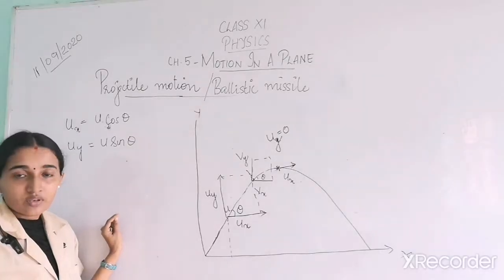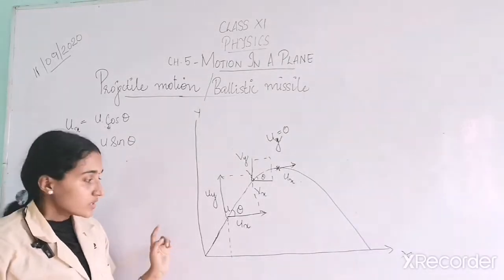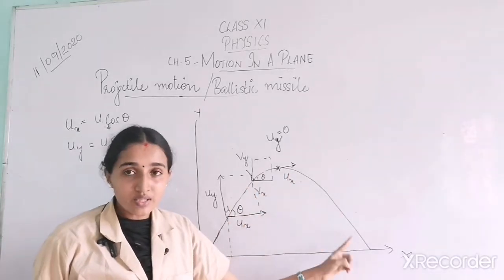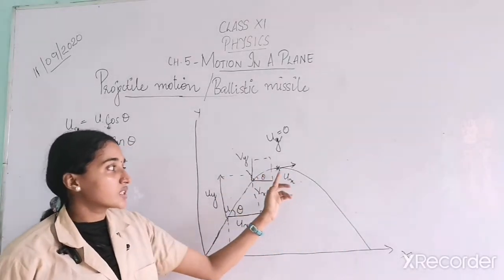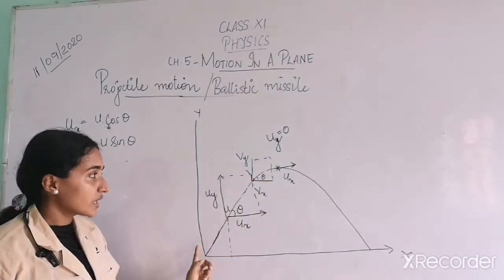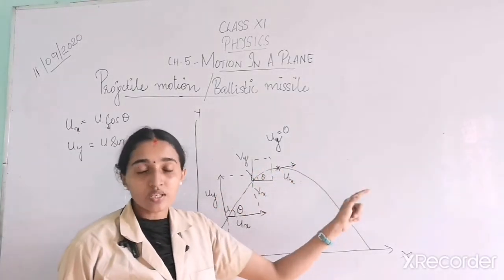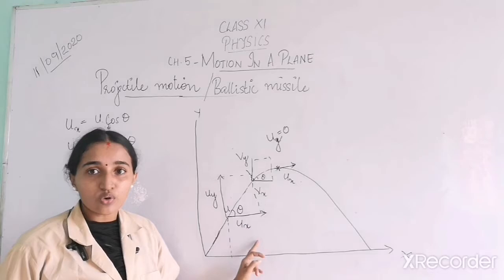Isn't it? Now, one thing I told you, since it is in a parabolic shape, the vertical component will be 0 at the peak point, which means that the vertical component keeps on changing at each and every point. But what about the horizontal component?